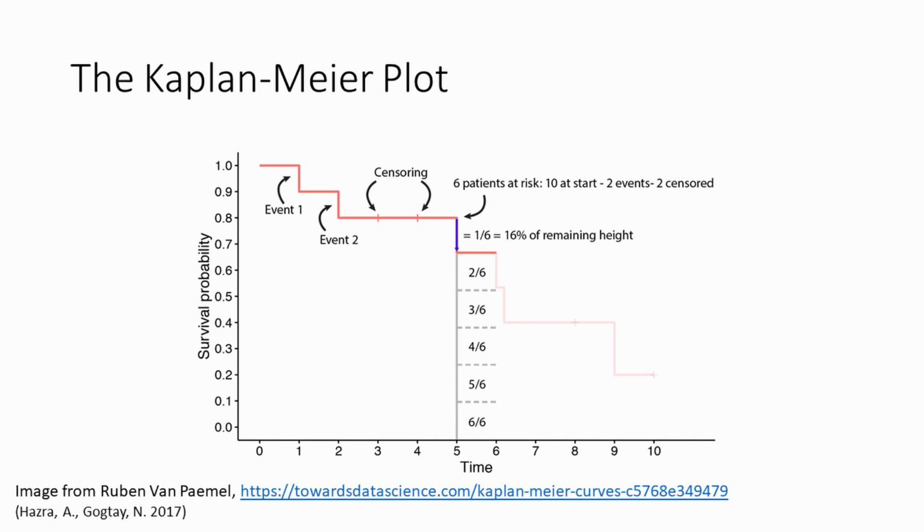You'll also see that the probability drops at every time there is a death, and there are also small marks that represent censoring events. This is when someone leaves the study without dying, and so we don't use their leaving the study to change the survival probability, although it does shrink the remaining pool of survivors, so it does affect the data.